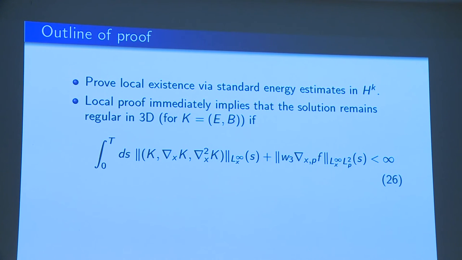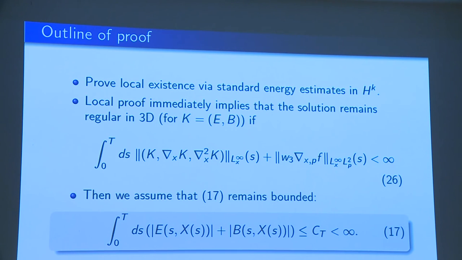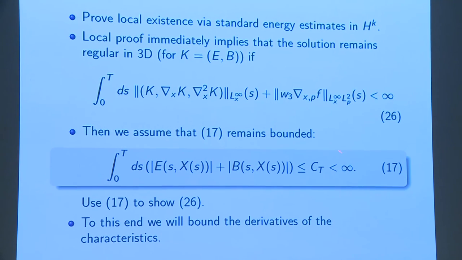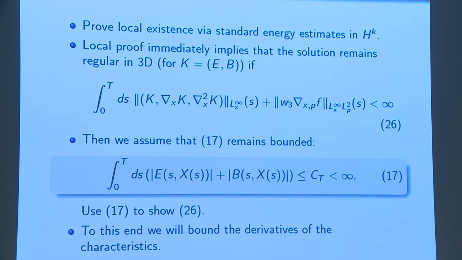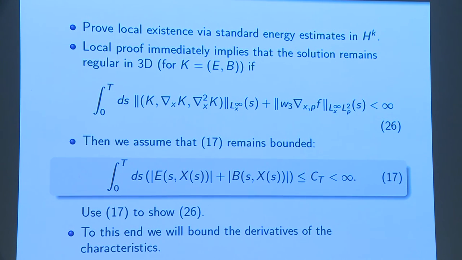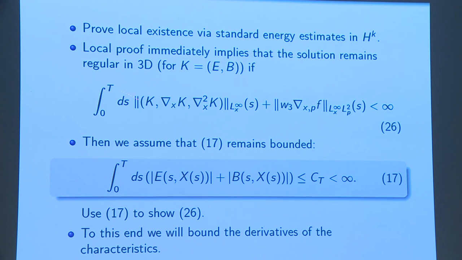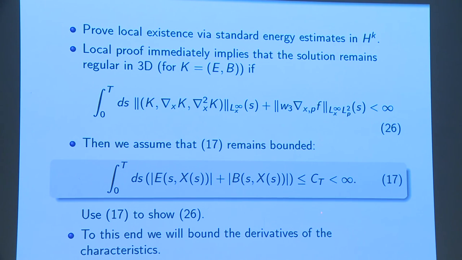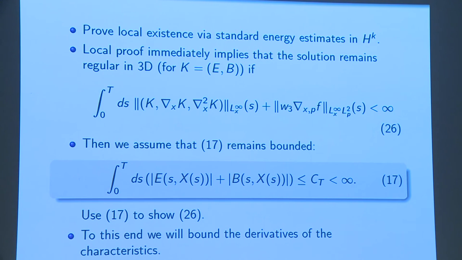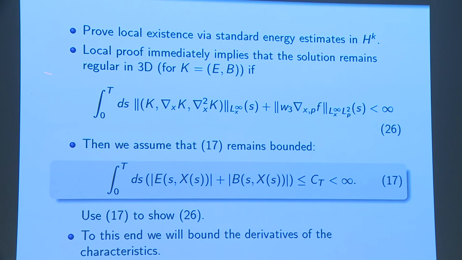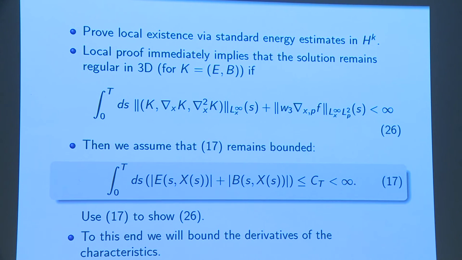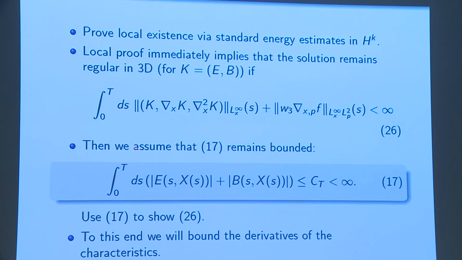So this is an automatic continuation criterion that comes out of the local existence theorem. And then you assume that 17 remains bounded, where 17 is again the L1 norm of the integral of the fields along characteristics. And then you show that this bound of E and B up to time t integrated along the characteristics implies the continuation criterion that comes directly out of the local existence theorem. That's 26. That's the integral. So this one is significantly more general and easier to use. So you basically reduce to it.